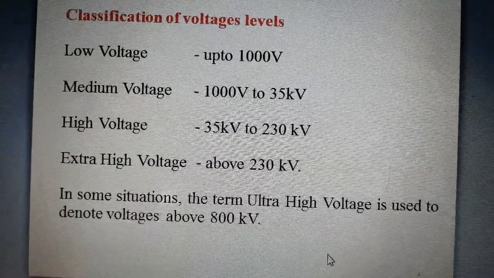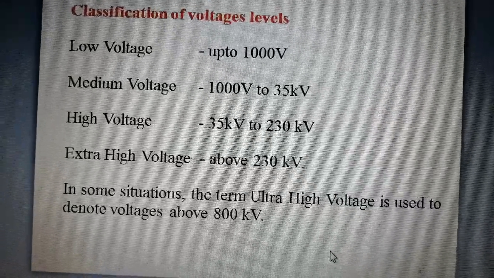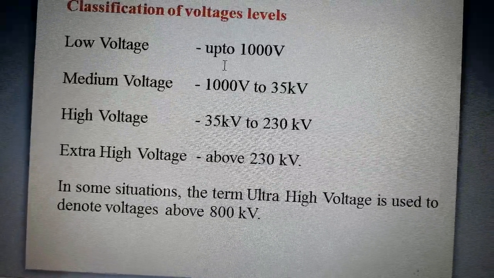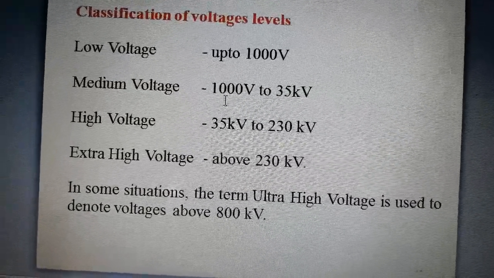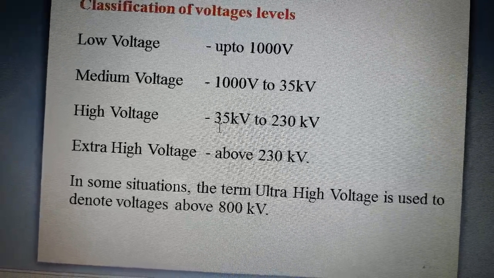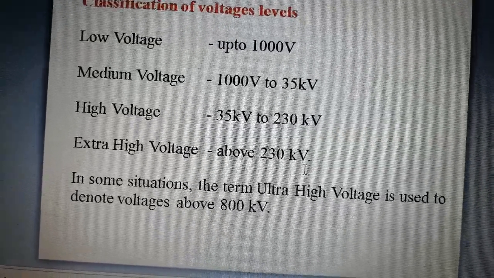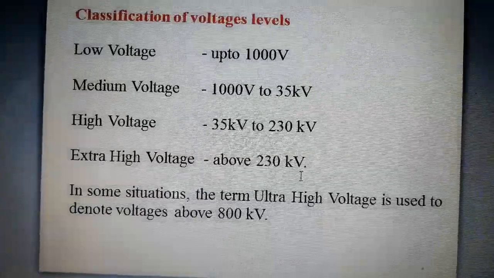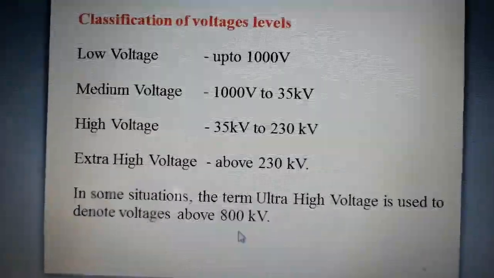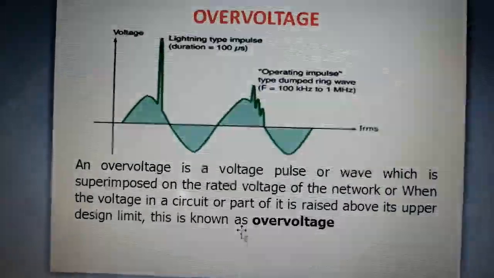How to classify voltage levels? Voltage up to 1000 volt is classified as low voltage. From 1000 volt to 35 kV, voltage is classified as medium voltage. 35 kV to 230 kV is classified under high voltage. What's the meaning of extra high voltage? Voltage above 230 kV is classified as extra high voltages. The term ultra high voltage is used to denote voltages above 800 kV.